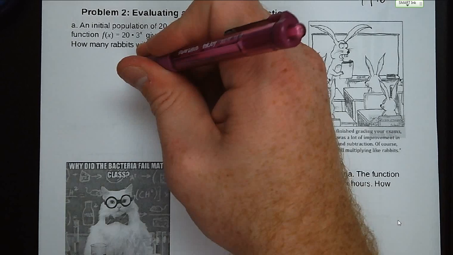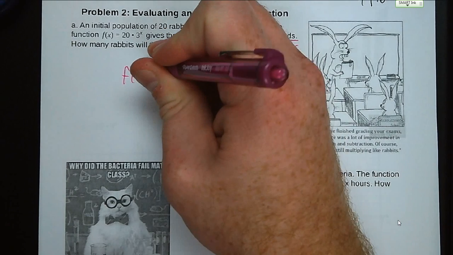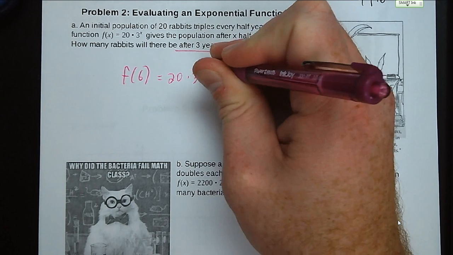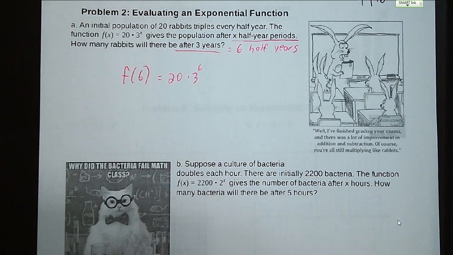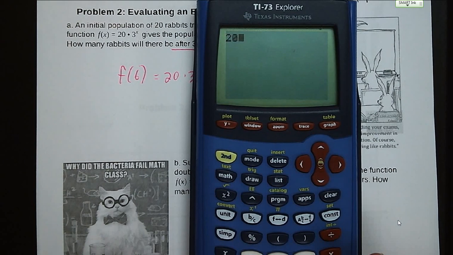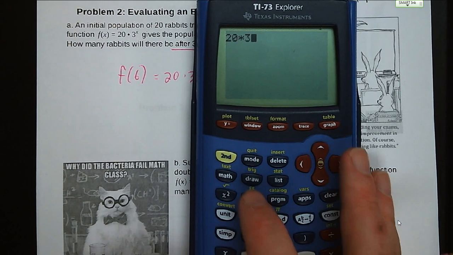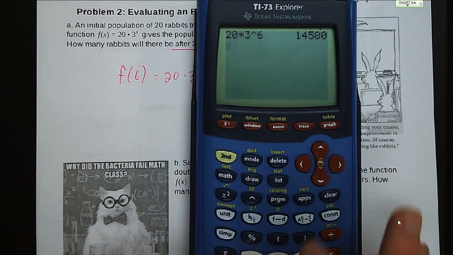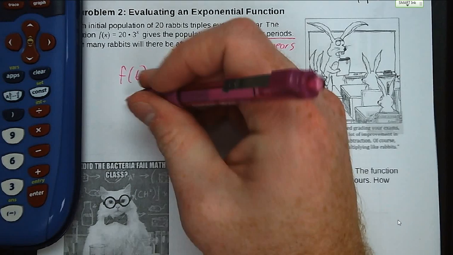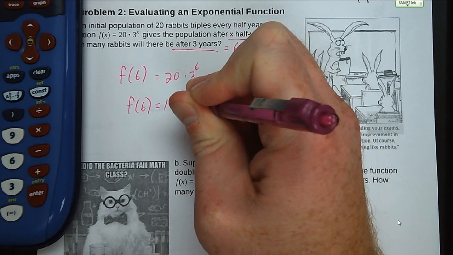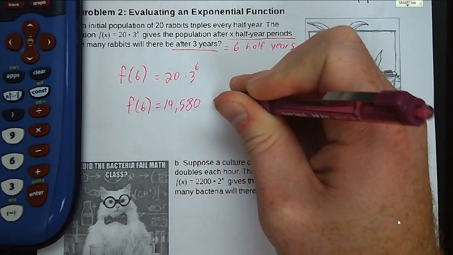So we're going to find f of 6 is equal to 20 times 3 to the 6th power. So when we type in exponentials into our calculator, we do 20 times 3 caret 6. That's all we got to do. Type it in like you've done before. Hit enter, and it's 14,580 rabbits.